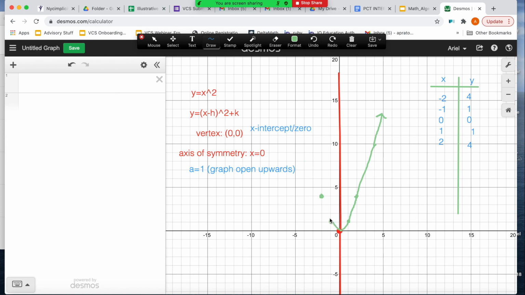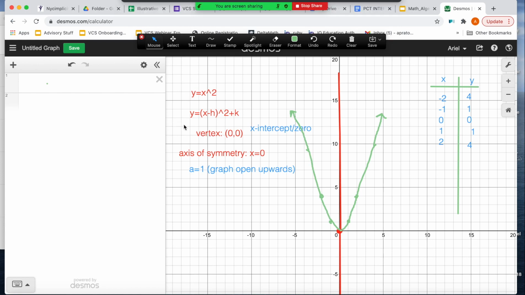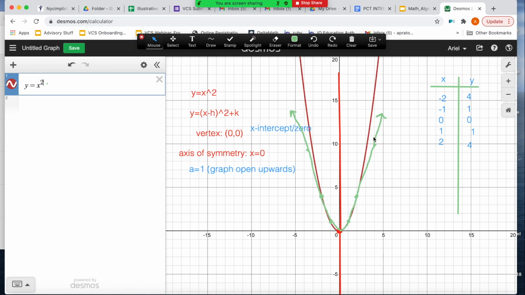A rough sketch of our parabola, and we want to put the arrows on the end to show that it's continuing to go up in both directions. Let's see what the actual, so now I'm going to actually graph it on Desmos. This is how you would graph a parabola by hand. Just needing to find those key features and then also plot a couple points using a table. I can also go ahead and graph it on Desmos. And you're going to see that it closely mirrors the one I created.